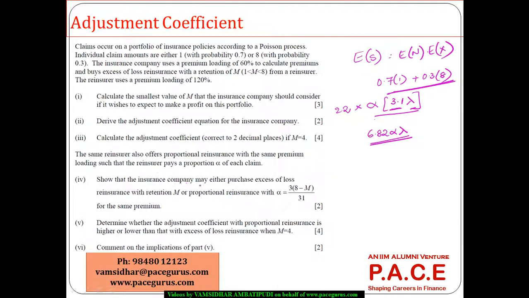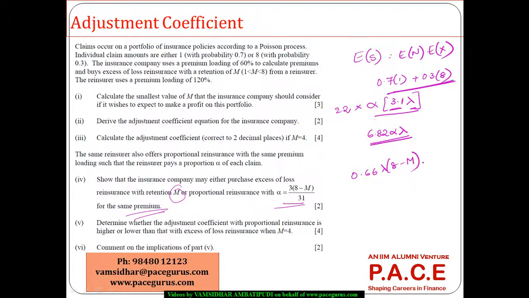So show that the insurance company may either purchase excess of loss reinsurance with a retention M, or the proportional reinsurance with alpha equal to this much for the same premium. Now what was the premium in case of excess of loss reinsurance? We have already seen what was the premium that the insurer was paying the reinsurer. It was around 0.66 lambda times 8 minus m.